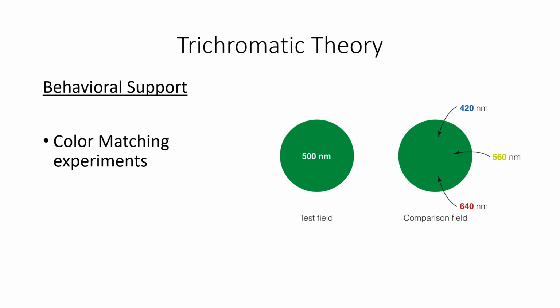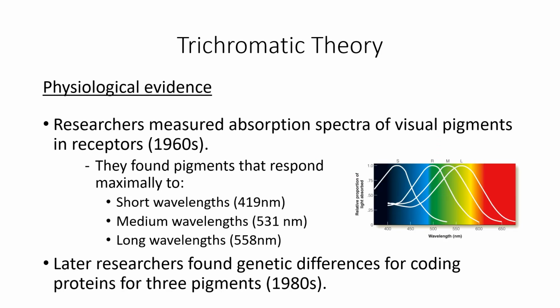But they gave them three: a 640 nanometer light, a 560 nanometer light, and a 420 nanometer light. With three of those, I can match any monochromatic light in the test field. That was the behavioral support that it looks like we have three basic color mechanisms. And you can see why these are metamers: one of them is a monochromatic light, and the other is matched using three separate lights.